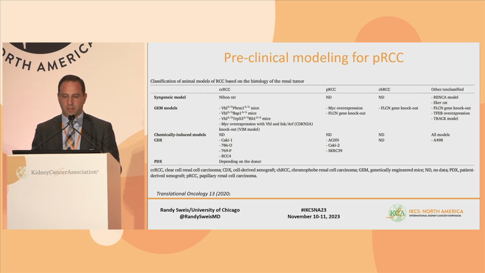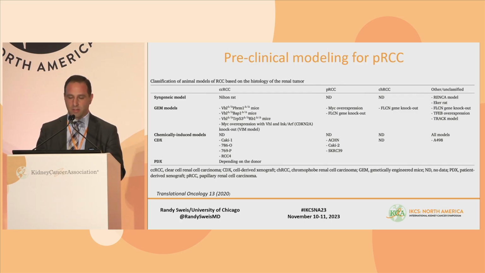There's quite a few for clear cell, some for chromophobe, but you can see ND is no data, and so for the syngeneic model, no data. There's a MYC overexpression GEM model that I think was originally a clear cell, but the genetic profile is more of a papillary, so it's sometimes used. And then the FLCN gene knockout is a GEM model. But otherwise, there are no chemically inducible models, and the CDX models are also often derived from clear cell but just have a molecular phenotype that might be reflective of papillary RCC. And all of those are human-derived, which is important to learn.